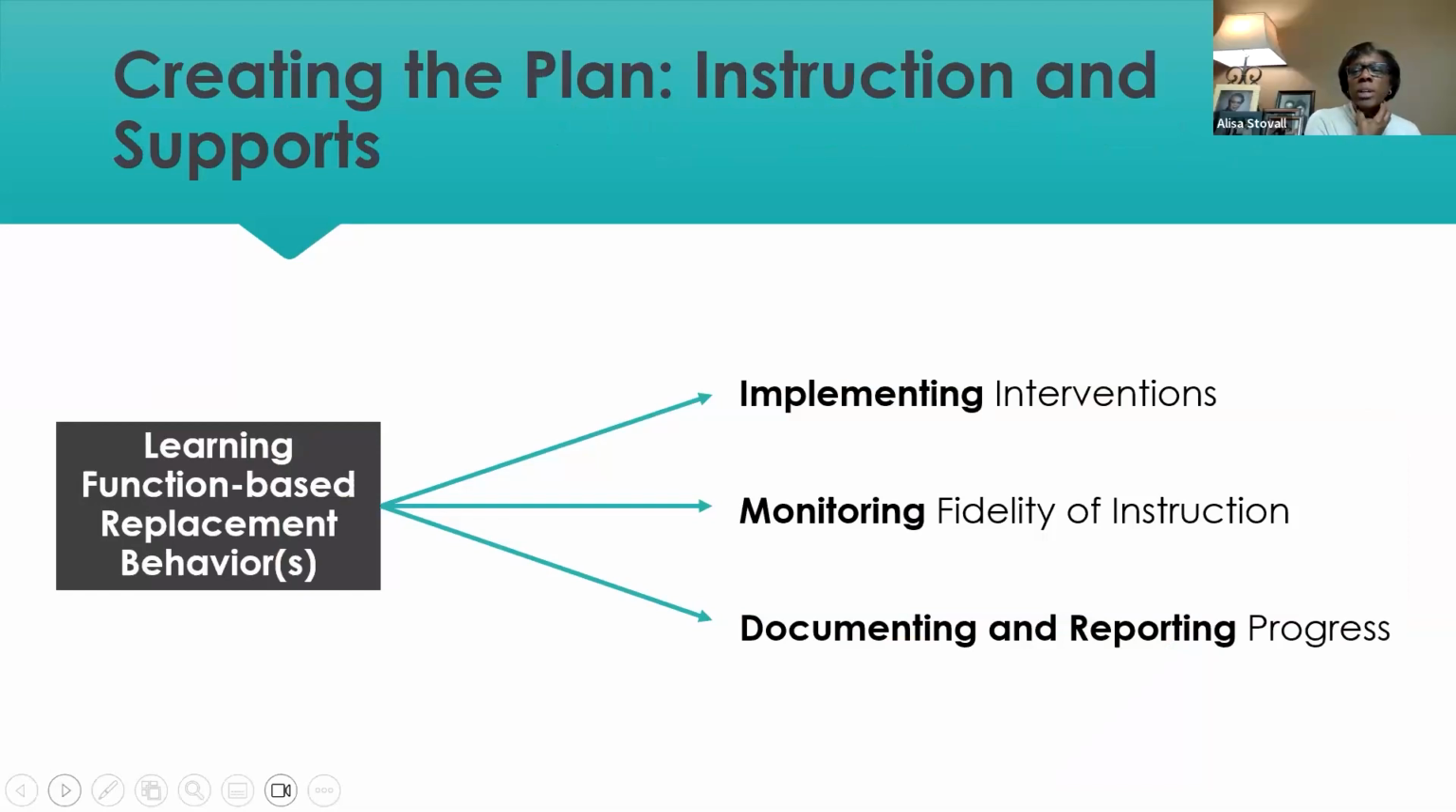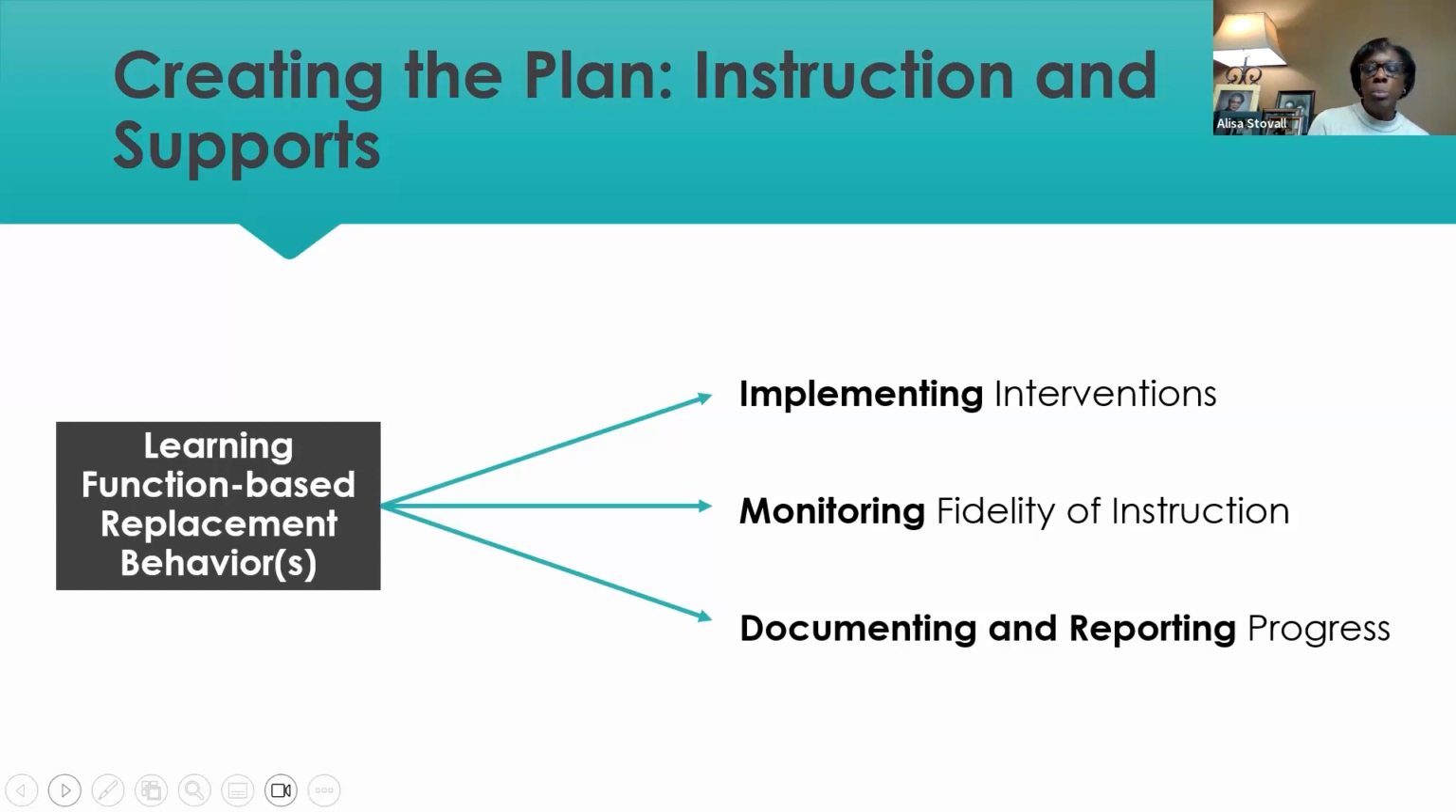So the whole idea is that we want to create a plan that is going to provide us with our best understanding of the function-based replacement behaviors that we want the student to learn. And we're going to do that by implementing any interventions that are appropriate to the situation and the student, monitoring with fidelity of instruction. Okay, is it happening like we said we would? And if someone's got a great way to monitor fidelity of instruction and could share that out with us, a lot of people would be happy, because that's one of the questions that I get sometimes from folks.